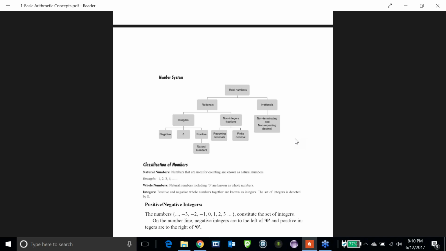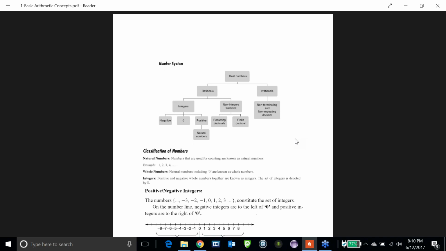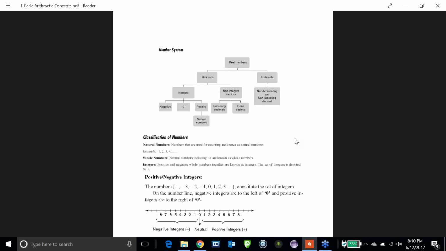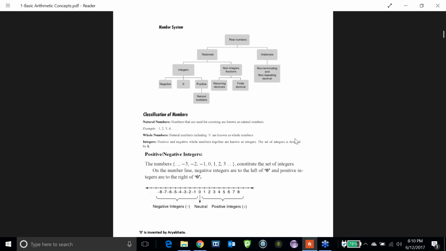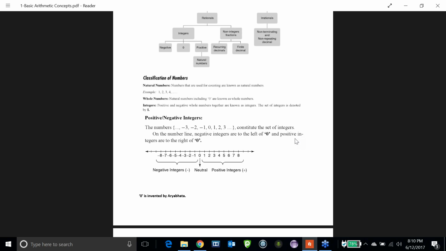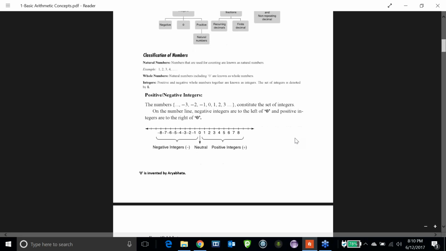When you add 0 to the natural numbers, they are called whole numbers. And if you take the number line and include the negative numbers with the whole numbers, then the set together is called integers. So integers are from -infinity to -1, 0, 1 to infinity. So integers have natural numbers, whole numbers, and negative numbers. And you all know 0 was invented by Mr. Aryabhatta.